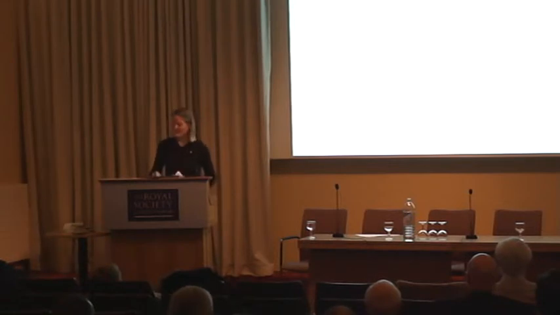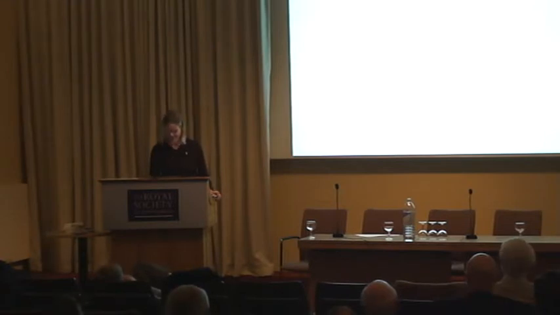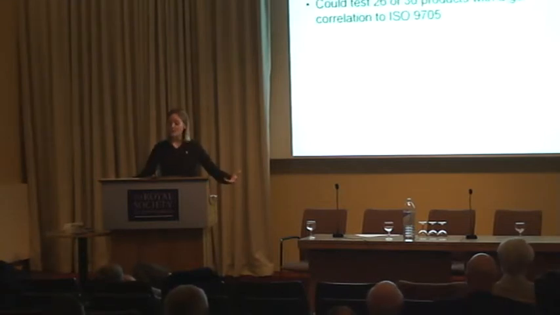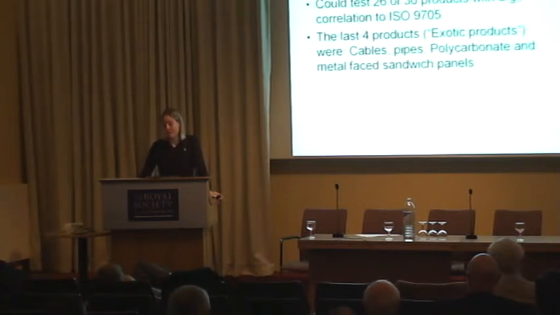So, what did we learn from the round robin here? This is what I was maybe naive enough to call the capabilities of the SBI test. What we learned was that it could test 26 of the 30 products with a correlation to the room corner test. So that wasn't too bad. For the last four products, the exotic products, other solutions had to be found, but for some weird reason, it was only cables and pipes that were in the regulators' minds back then when they had this little footnote to the Commission decision.